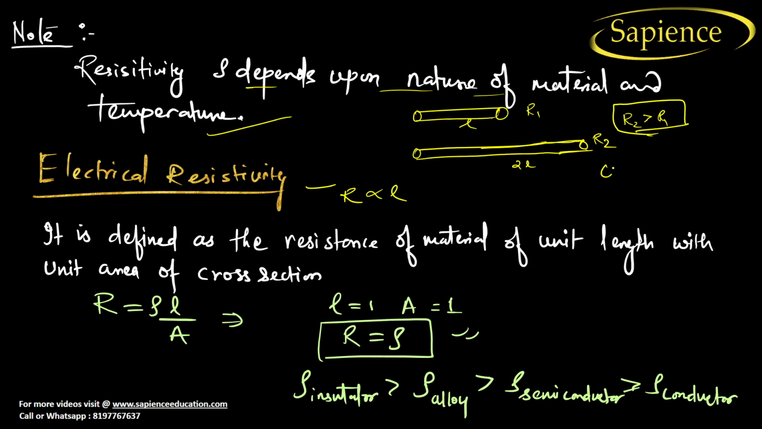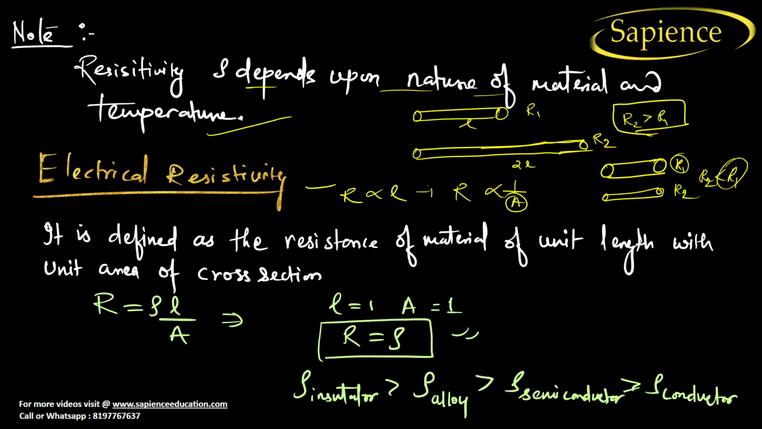Another point is that if there are conductors of the same length, but one conductor has a very thin cross section and another has a thick cross section, and this is R1 and this is R2, then the conductor having less area has more resistance. It means that R2 is less than R1. It means that resistance R is inversely proportional to the area of the cross section.